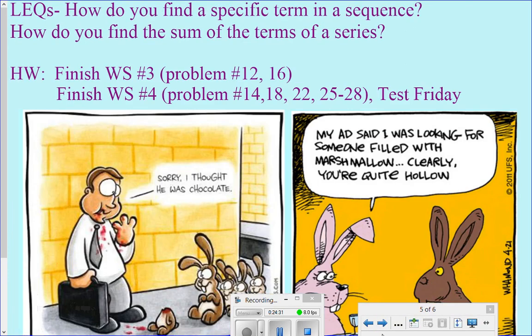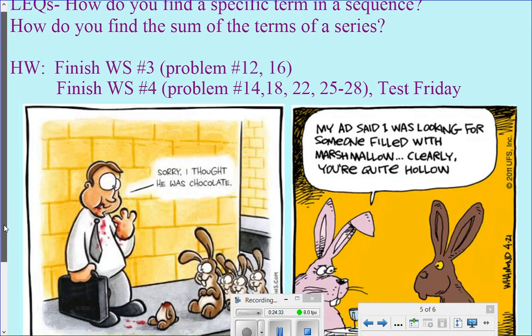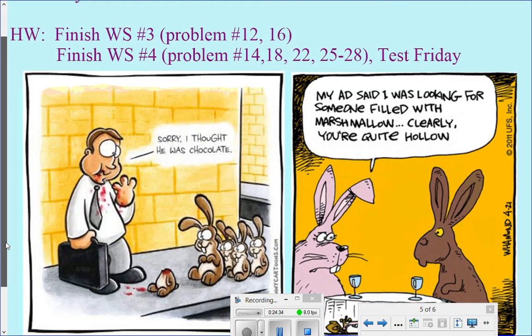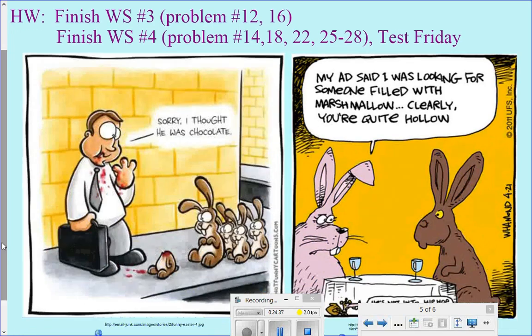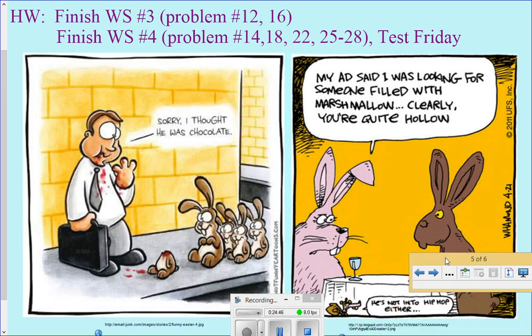All right, so that takes care of our problems for today. So you should, for homework, finish up worksheets 3 and 4. If you've been doing them as I've been assigning them, then you don't actually have that much to do. If you have not been doing them as I've been assigning them, then finish up whatever you do not have done on worksheets 3 and 4.